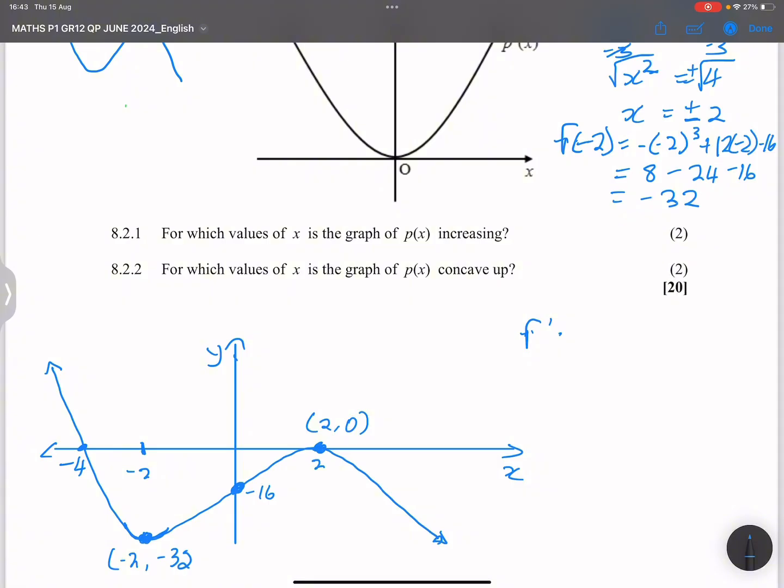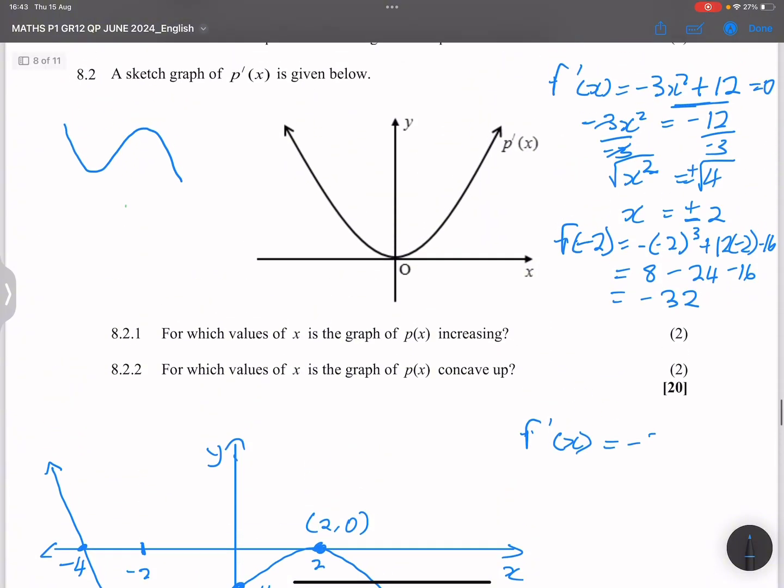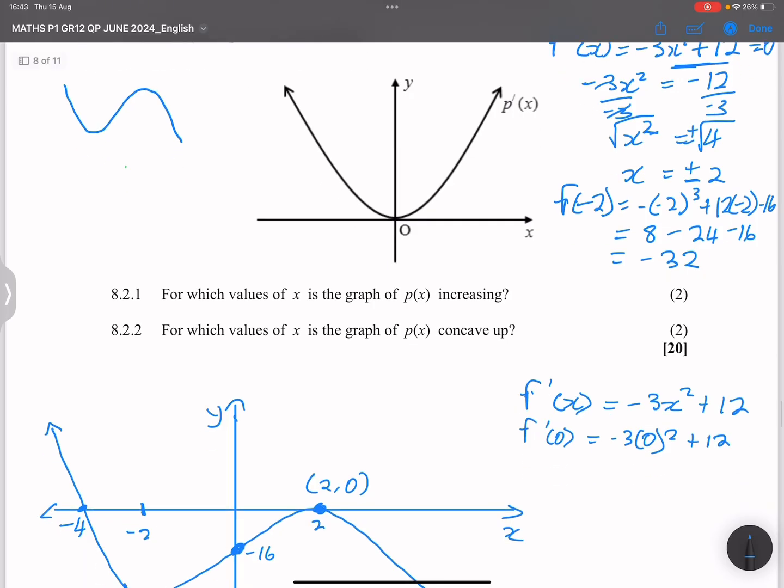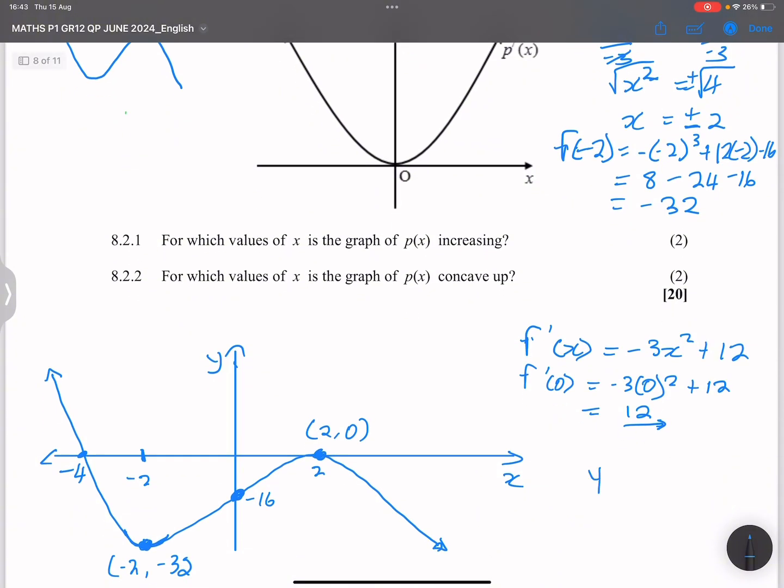So the derivative in this case, we say that's -3x squared plus 12. So f prime at 0, that's -3 times 0 squared plus 12. Okay, so we get the derivative, or in this case, the gradient of the graph. That would be y is equal to 12x plus c. But how do we get the c value?